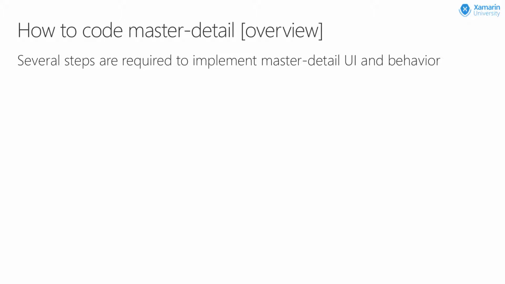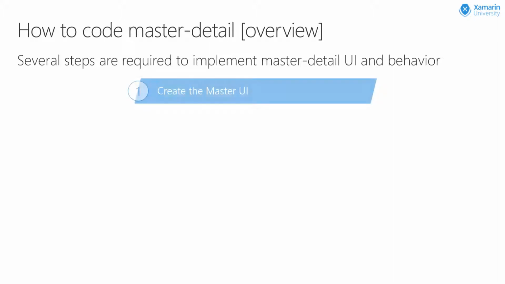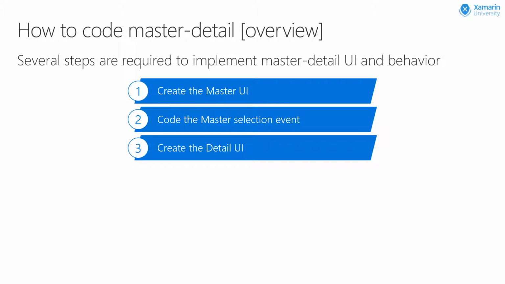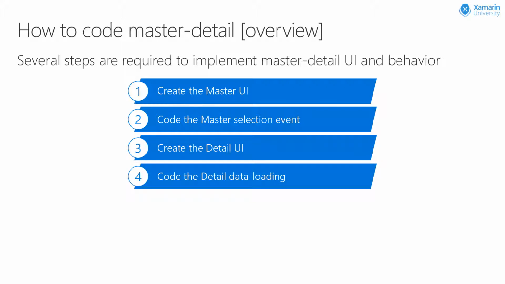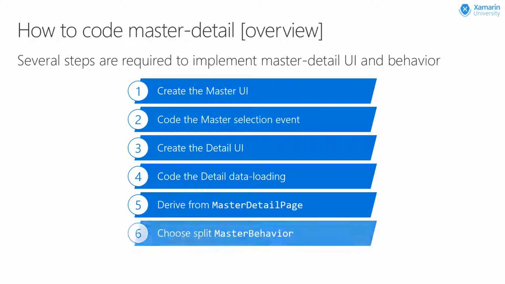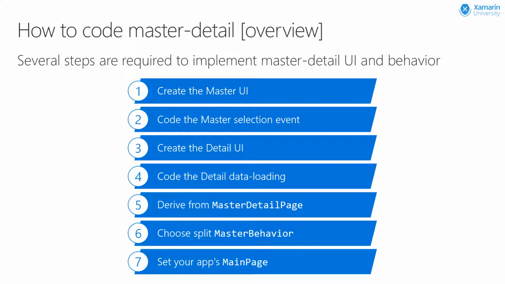Now, creating a master detail page requires several steps. First, we'll create our master UI and expose the selection event. Then we'll create a detail page and code the data loading logic. We'll need a master detail page derived class, and that will coordinate the master and detail pages. And in our master detail page, we'll choose split as our master behavior. And finally, we'll add the master detail page to the visual tree by assigning it to our app's main page property.